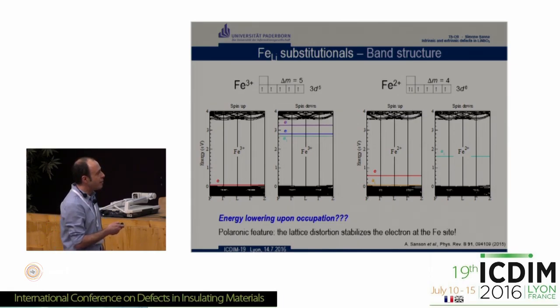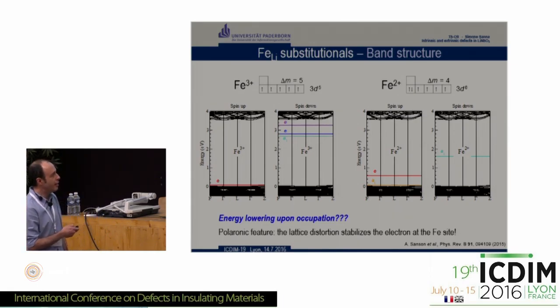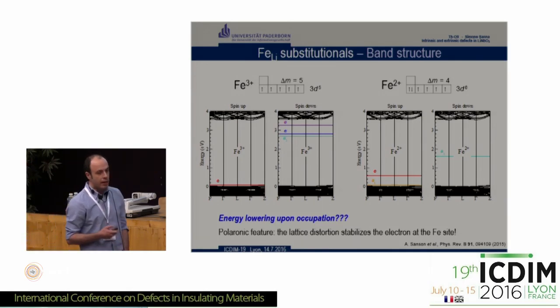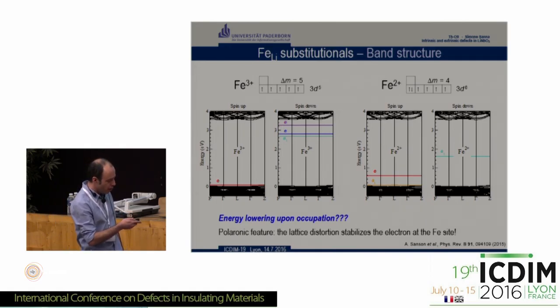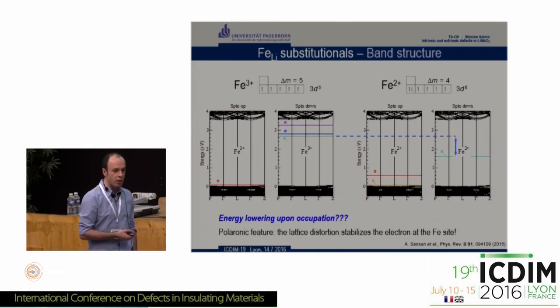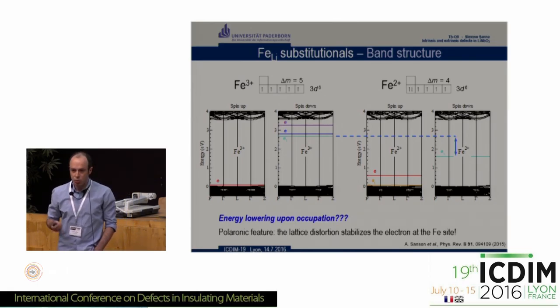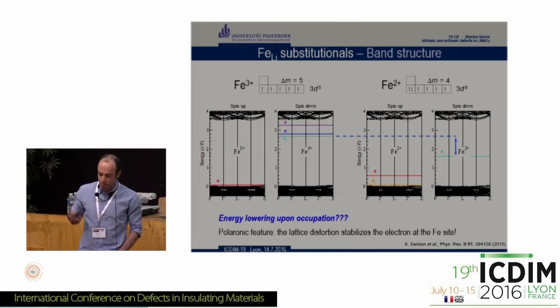In the case of iron 3+, we have a 3d5 configuration, a completely filled half shell. This one is the spin-up channel, and you see that all occupied levels are either within the valence band or just above. And we have the five unoccupied levels in the spin-down channel introduced by iron. If an electron is captured by the system, then one of the empty states is now filled, and it is the state which you see on this side.